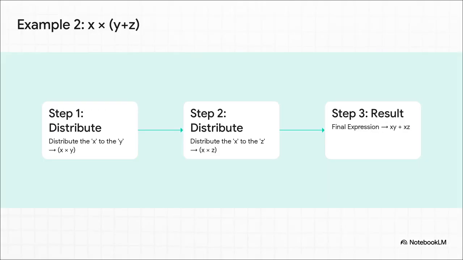So applying the analogy is super simple. The x must be given to y, and it also has to be given to z. You can't skip anyone. The story gives us this great rule of thumb. Just make sure everything inside the parentheses gets a copy of what's outside.